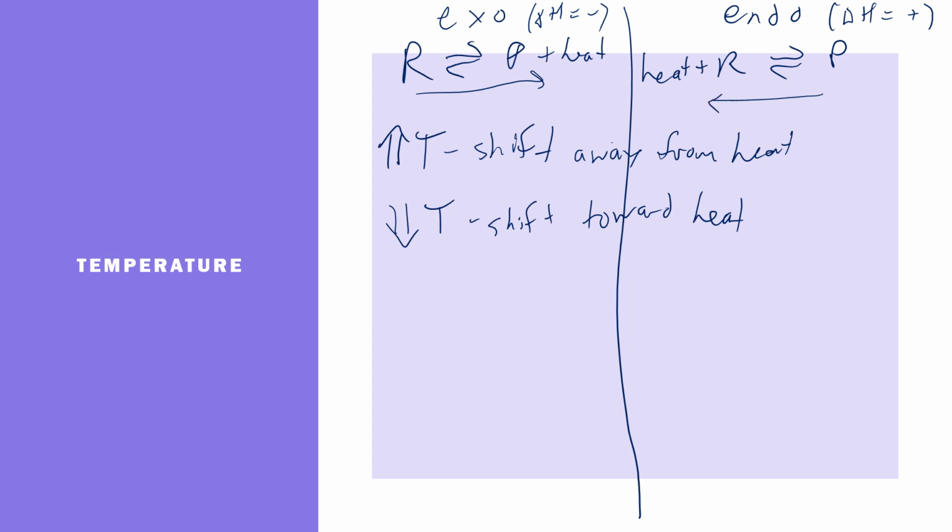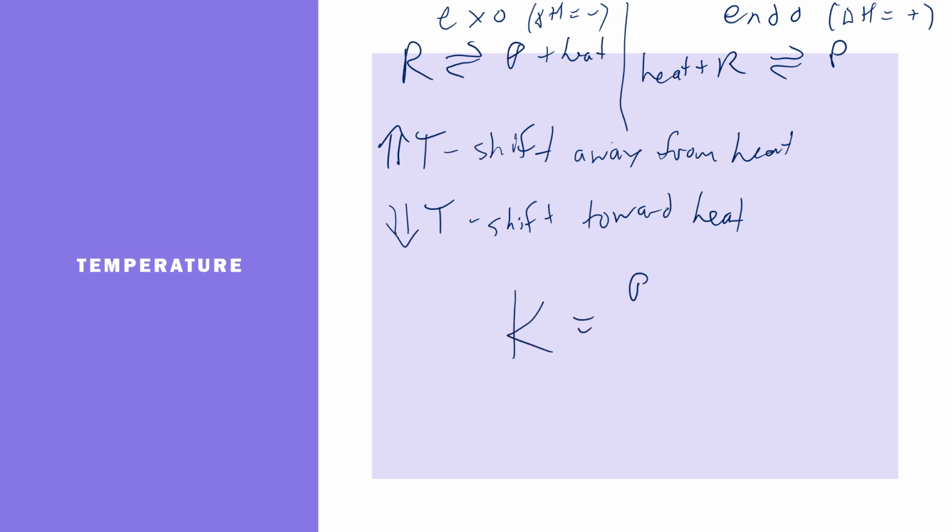Now, remember I said that this will affect the value of K. Once you figure out which direction it is shifting, then you need to look at how the value of K will change. K is products over reactants. So let's say I have an exothermic reaction and the temperature increases. It's going to go towards the reactant side. Well, I have more reactants now, and that means it will decrease the value of K because the reactants are on the denominator.